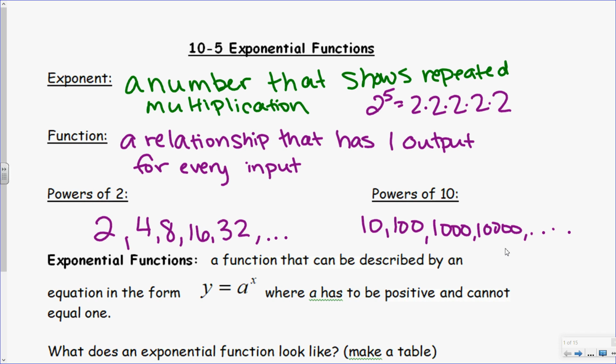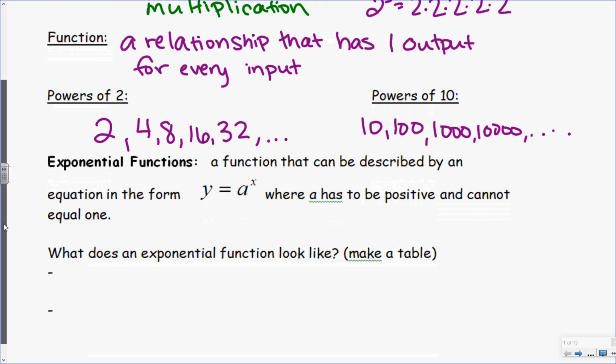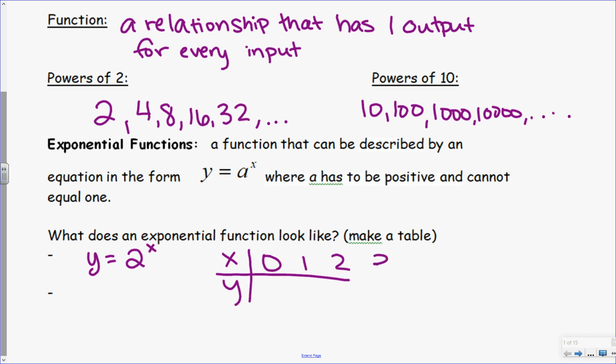Okay? So an exponential function is a function that can be described by an equation in the form y equals a^x, where a has to be positive and cannot equal 1. So what does this look like? So let's make a table, and let's do when a is 2. So I have my x's, I have my y's. Let's just do 0, 1, 2, and 3.